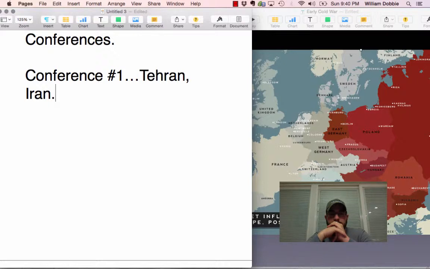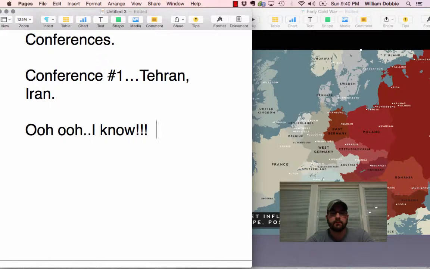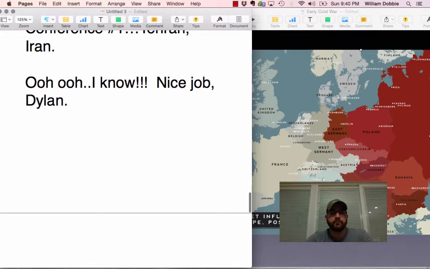Because we had passed what legislation that allowed us to grant weapons and financial help to Britain and other belligerents? The Lend-Lease Act, very good. So almost immediately, despite the fact that we're not actually fighting in the war yet, we start pumping resources into the Soviet Union. So this is really the beginning of the Grand Alliance.